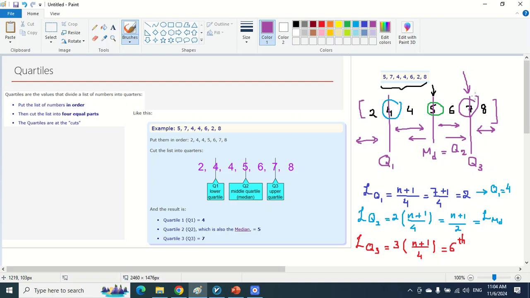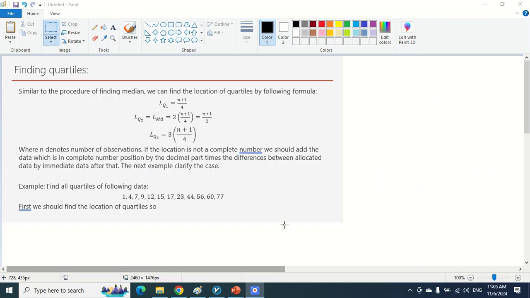So what are we going to do if the location is not a whole number? This is the question. How can we calculate the quartiles when the locations are not complete digits like this? Let us take a look at that case. As you can see in this slide, we have the formula we discussed before, for finding the location of Q1 and the location of Q2, which is the same as the location of the median. And right now we have this data, and again we should sort it.